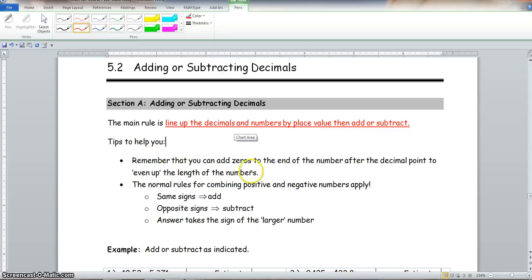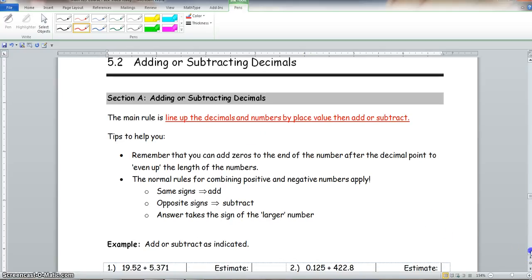Tips to help you. Remember that you can add zeros to the end of the number after the decimal point to even up the length of the numbers. The second point, the normal rules for combining positive and negative numbers still apply. Same sign you add, opposite signs you subtract. Answers take the sign of the larger number.